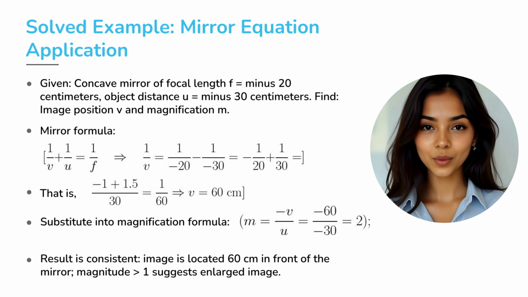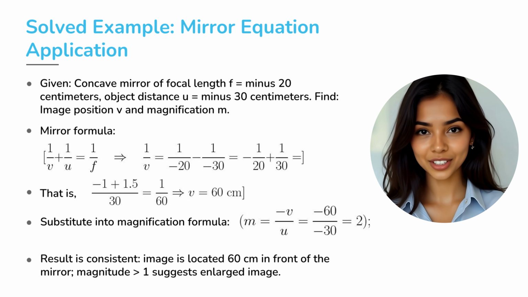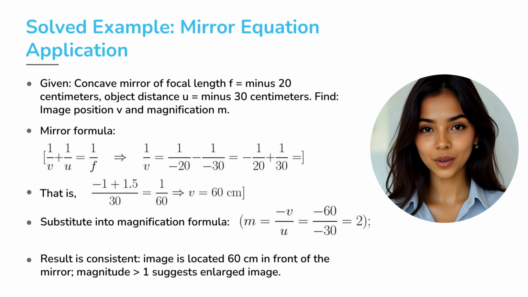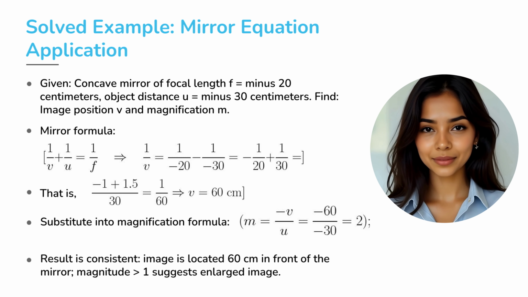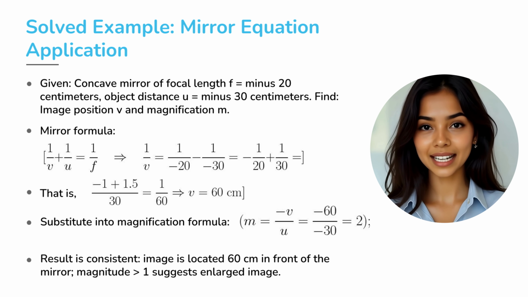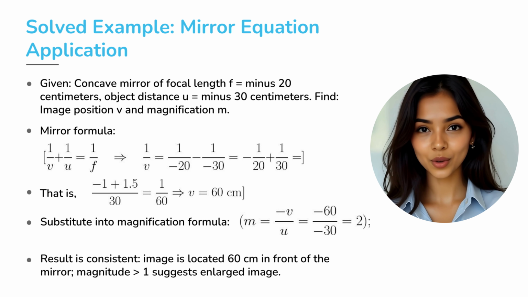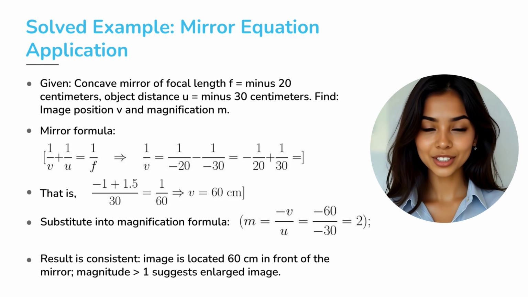Plug in the numbers. 1 over v equals 1 divided by -20 minus 1 divided by -30, that is, -1/20 plus 1/30. Finding common denominators, that's -3 over 60 plus 2 over 60, which simplifies to -1 over 60. Wait, double check. Actually, -1/20 is -3 over 60 and 1/30 is 2 over 60, so -3 plus 2 is -1, so 1 over v equals -1/60, meaning v equals -60 centimeters.